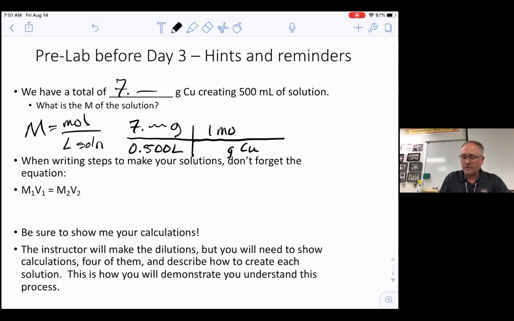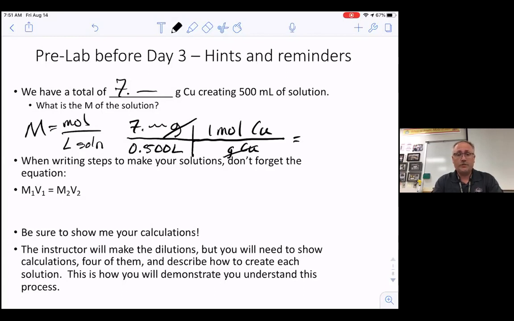That would be the amount in moles. And then you would have moles of copper per liters of solution. The grams of copper here cancel with the grams of copper here, and you'll end up with the concentration of the solution. This would be your stock solution. This would be the concentration of the copper that you had in the volumetric flask.